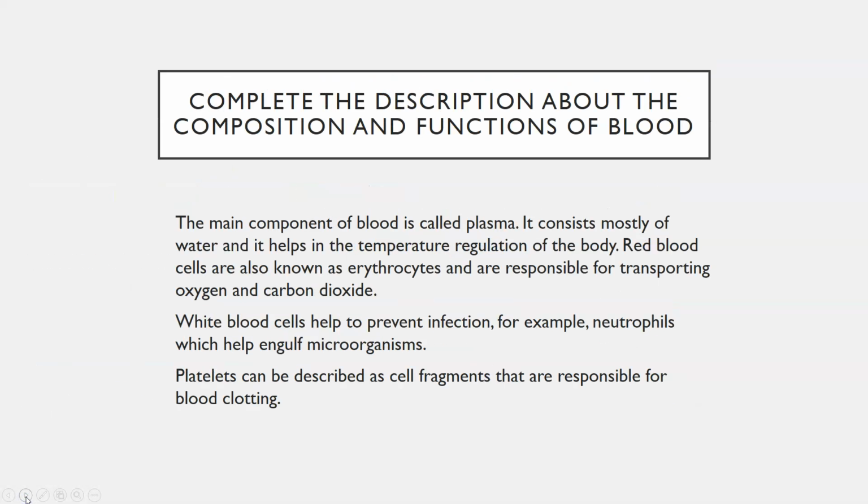The main component of blood is called plasma. It consists mostly of water and it helps in the temperature regulation of the body. Red blood cells are also known as erythrocytes and are responsible for transporting oxygen and carbon dioxide. White blood cells help to prevent infection, for example, neutrophils, which help engulf microorganisms. Platelets can be described as cell fragments that are responsible for blood clotting.